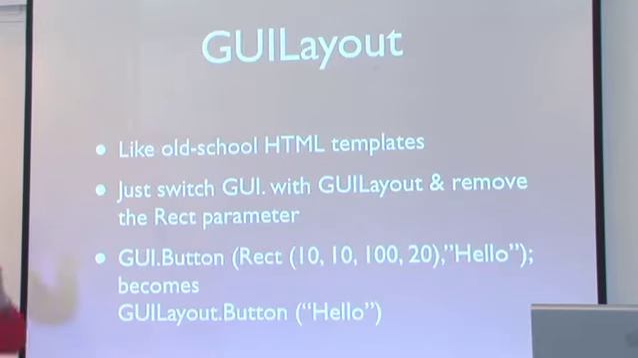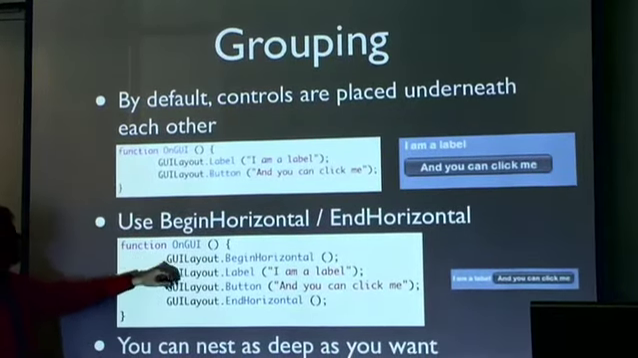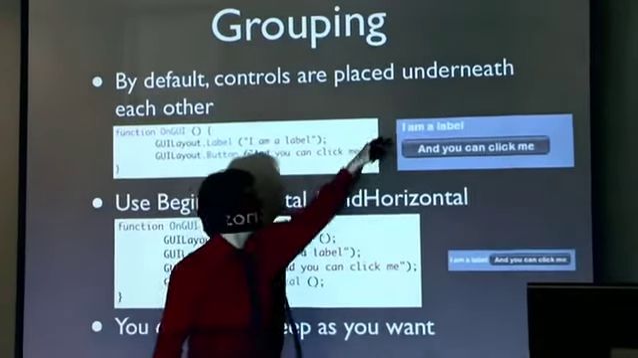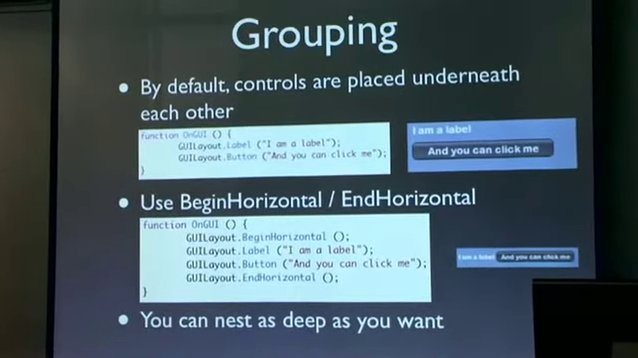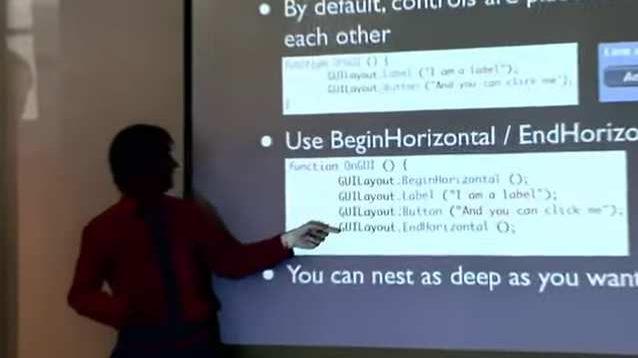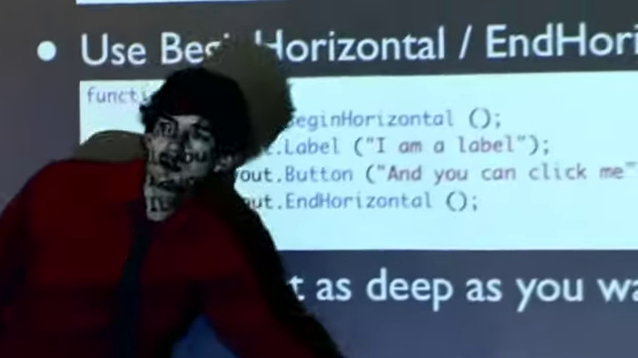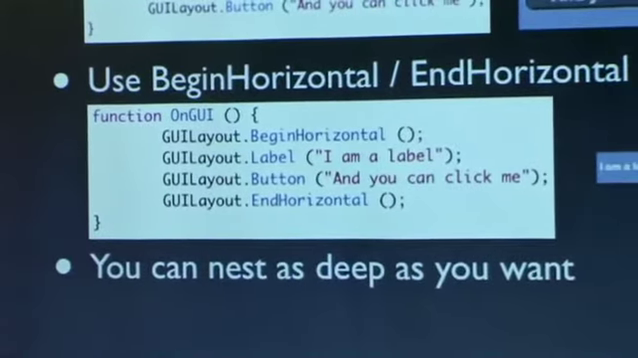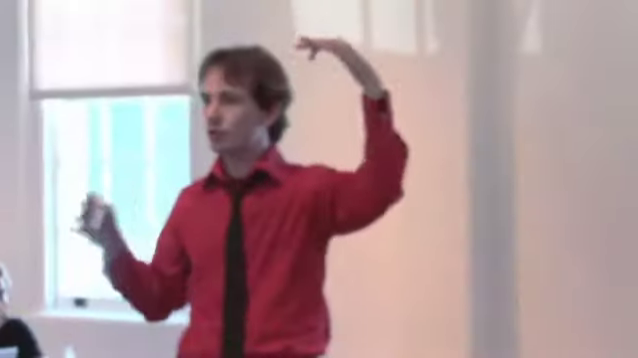Now, by default, it will put controls underneath each other because that's quite often what you want. But you can use grouping. So here, we have the basics. We have a label and a button. You see it here. Now, you want to group things, and here the trick is to think of like you do in HTML when you're writing tables. Here we got begin horizontal, end horizontal. And wrapping those around, I get this I am a label, and you can click me. So they become next to each other. If I put something else down here, outside the end horizontal, it will continue downwards. It's quite simple, and it works really well. And you can nest as deep as you want. So yeah, I mean, you can do your complex dialogues.